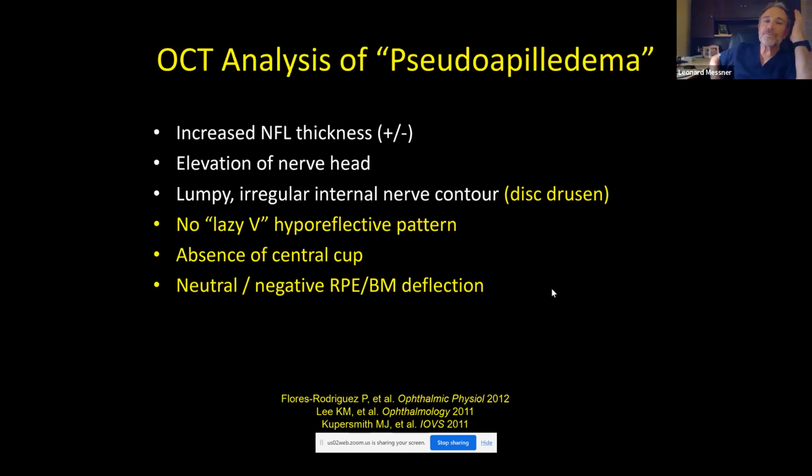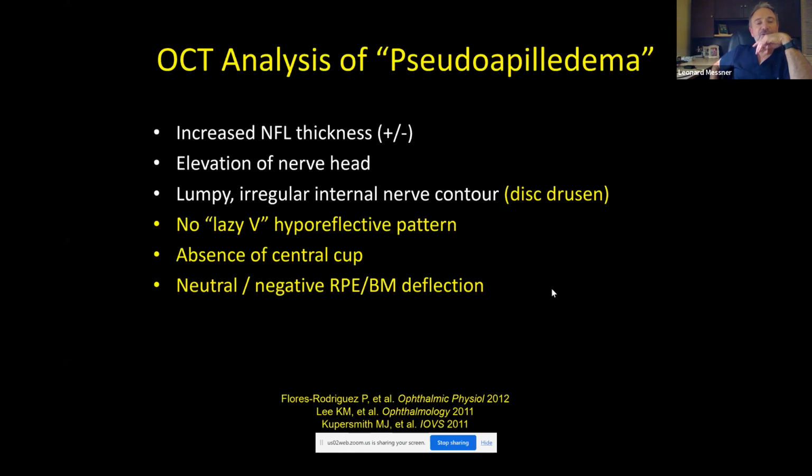So what does that mean? Well, nerve fiber layer can be thick or it can be thin among individuals with pseudopapilledema. And I've heard it said, well, yeah, but it's going to be a lot thicker with true papilledema. That's absolutely not true. I've seen pseudopapilledema with very, very thick neuroretinal rims, very, very thick nerve fiber layer. The optic disc will be elevated. If there are drusen present, you will typically get this irregular contour to the optic disc margin. Sometimes you can actually see the drusen.